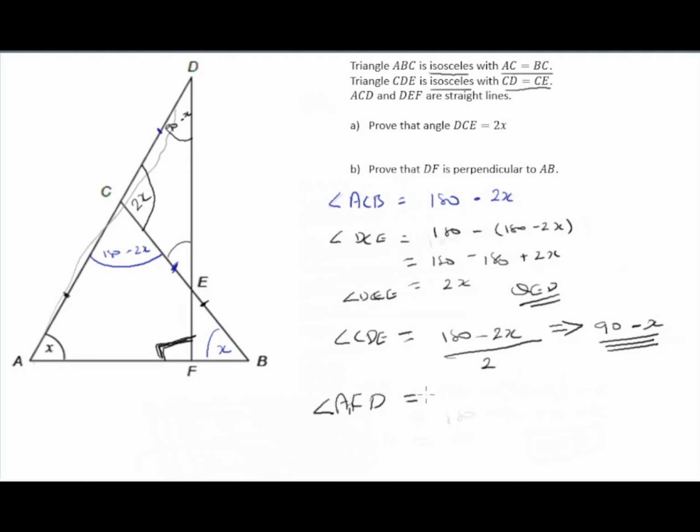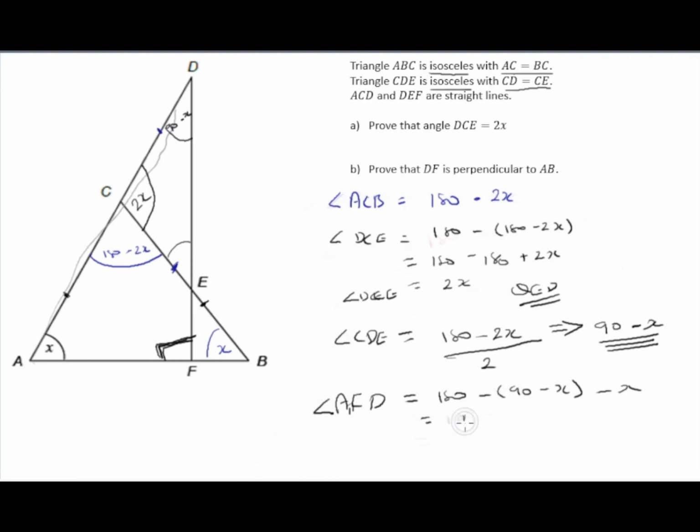Here we're looking at triangle ADF. We basically know two of the angles. You know this angle here, which is x, and you know this angle here, which is 90 minus x. If we subtract these two angles from 180, we get the third angle, the missing angle right here. So it is 180 minus 90 minus x, minus the other angle here, which is x. So you subtract x.